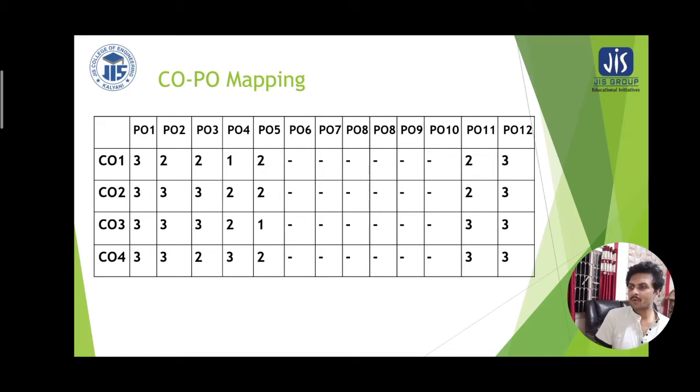Now the second program outcome is the problem analysis, and the third program outcome is the design and development of solutions, and the fifth one is the modern tool usage, and correspondingly the 11th one is the project management and finance. So therefore these program outcome statements are getting the middle weightage, that means numerically 2 is given.